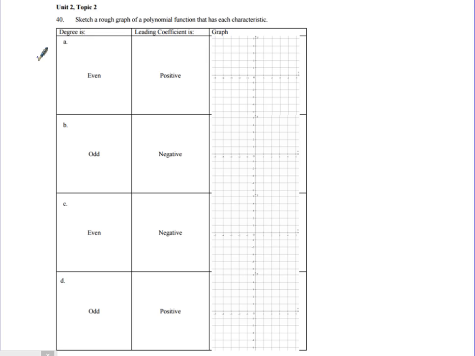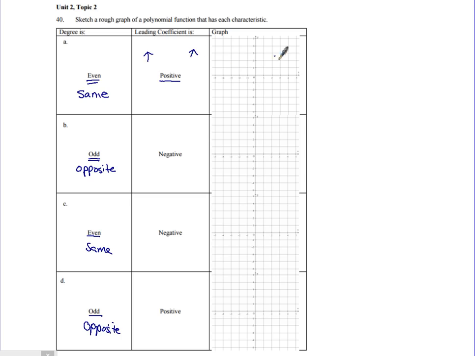All right, so we are supposed to sketch a rough graph of a polynomial function that has each characteristic. So degree is even. Now we know when a degree is even, they have the same end behavior. When a degree is odd, they're going to have opposite end behavior. Opposite. All right, wonderful. So here, if it's the same and it's a positive, then I know that they're both going to be going up.